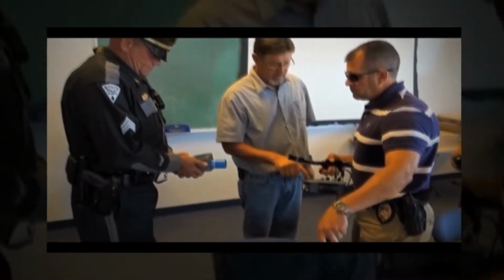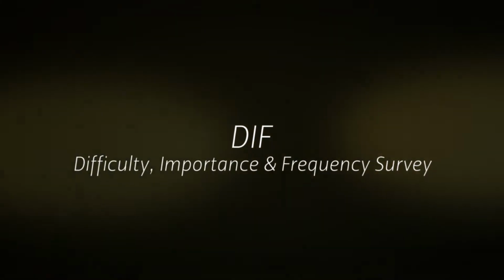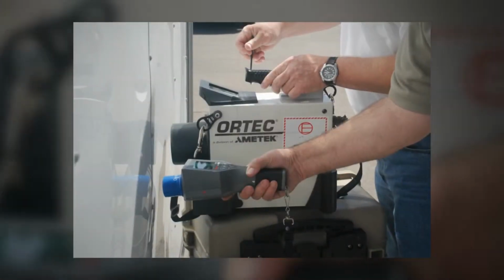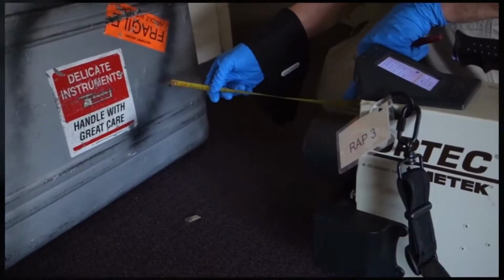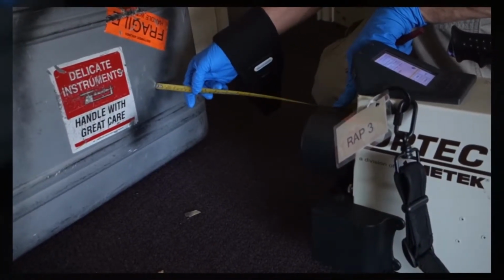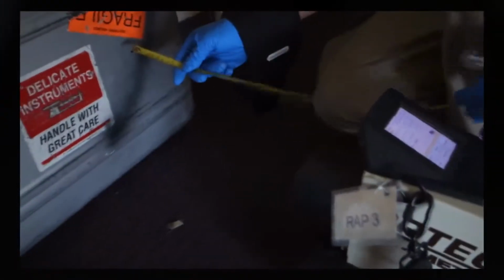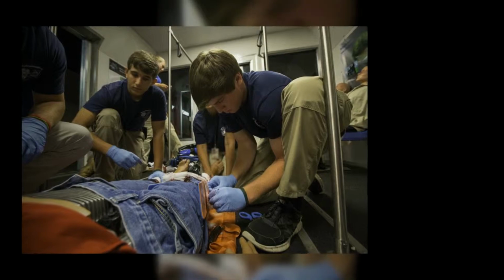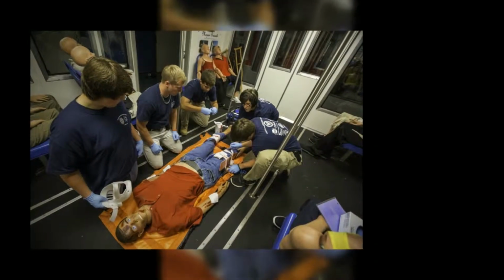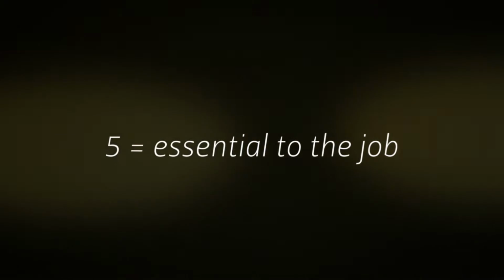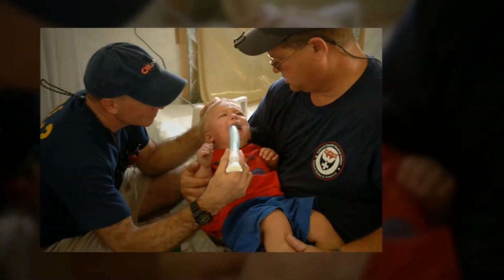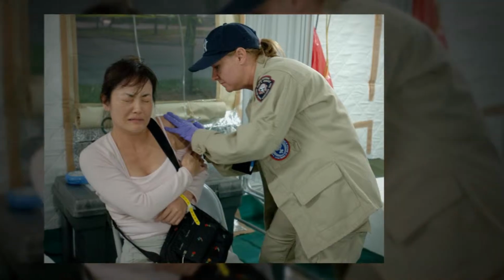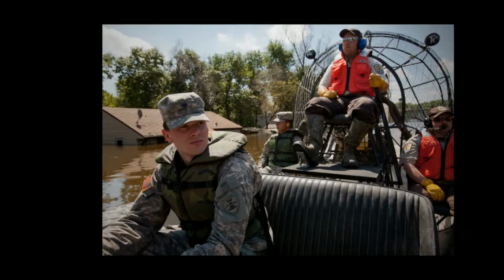Once we have the valid job task analysis, we develop a difficulty, importance, and frequency survey, which is submitted to those individuals who are currently performing the job. Each task is graded on a numerical scale of 1 to 5. The scale relates to the level of difficulty, importance, and frequency when the task is performed. For example, a rating of 5 on any given task would mean that it was essential to the job and could result in death or failure of a mission if not performed properly. A rating of 1 would mean that the task, while relevant to the job, is not critical to the successful completion of that job.